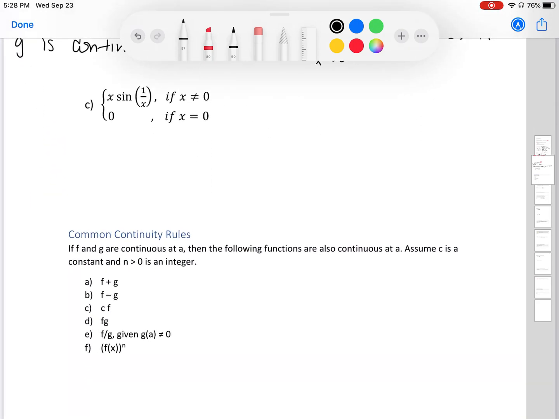Let's take a look at our next function. So we have a piecewise function h of x equals, no, x sine of x. I keep saying that wrong. So your function is x sine of 1 over x for x not equal to 0, and 0 for x equals 0. For x sine of 1 over x, x can't be 0. And I want to test that value to see if it's continuous at 0.